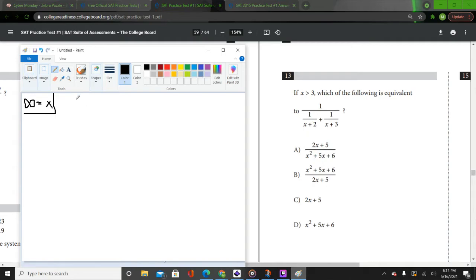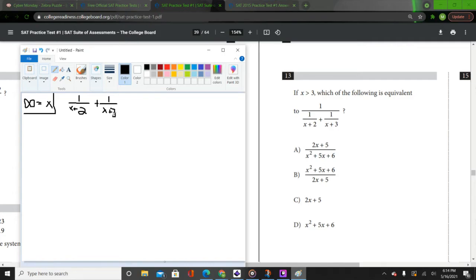So the first thing I'm going to do is leave out the 1 over and just write the denominator first. So 1 over x plus 2, times, so not times, plus 1 over x plus 3.